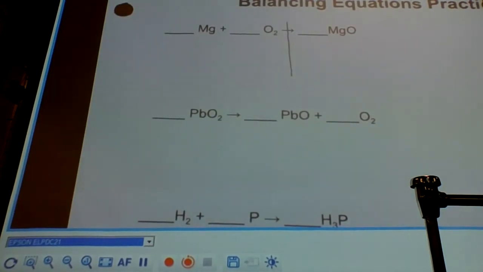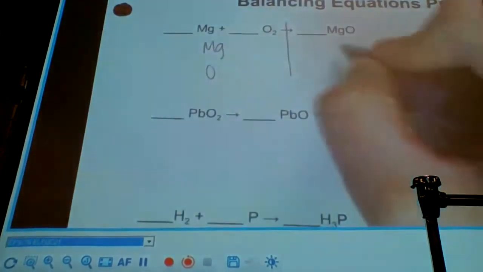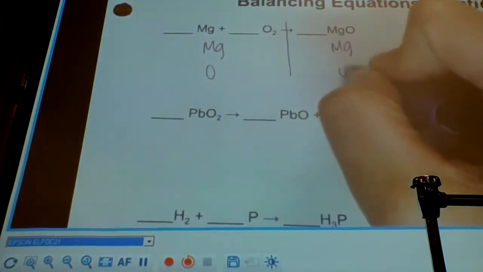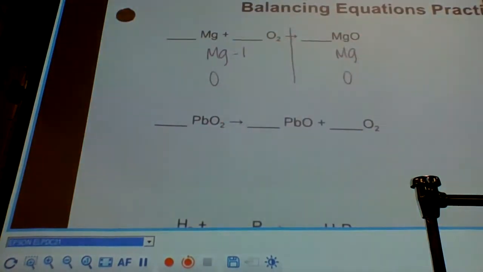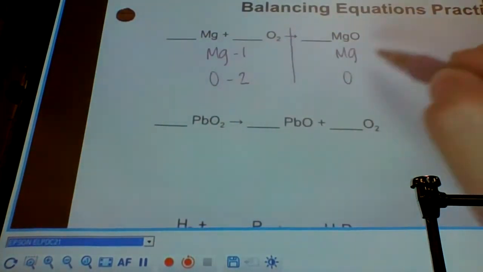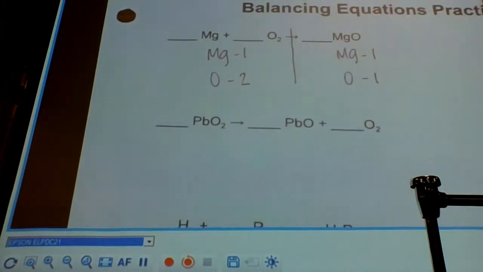Okay, so on the left side, what elements do I have? Mg, O, and I'm going to make the same list on my product side because they should be the same. Okay, now I'm going to count. On the left, how many Mg do I have? 1. What about for oxygen? 2. On the right, what do I got? 1 and 1.